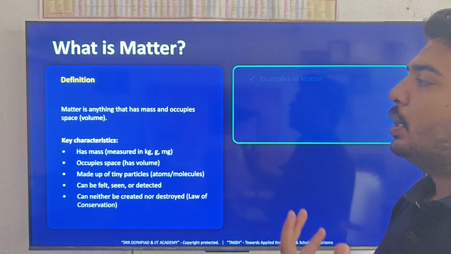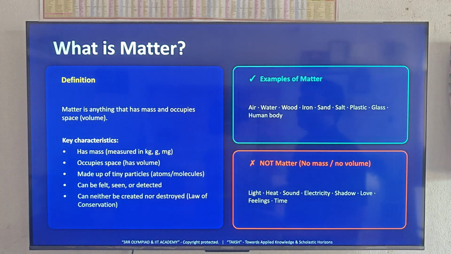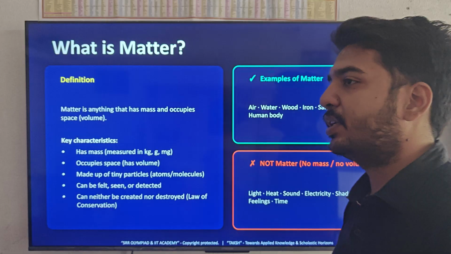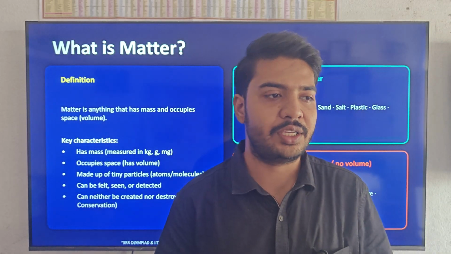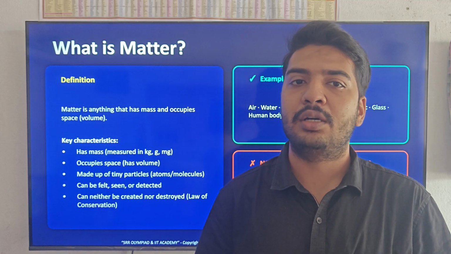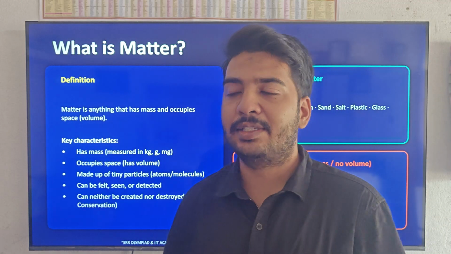The key definition of matter is: anything that has mass and occupies space is called matter. For example, we have a lot of things in our surroundings, like day-to-day things, the water bottles, or anything around you. Everything is called matter.